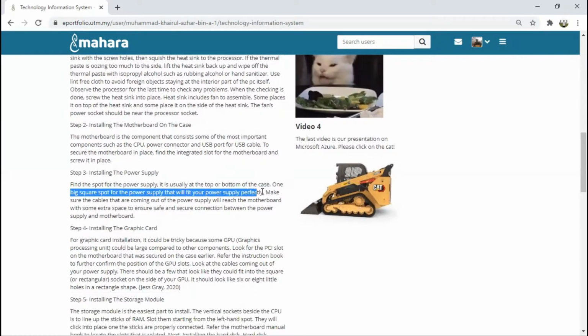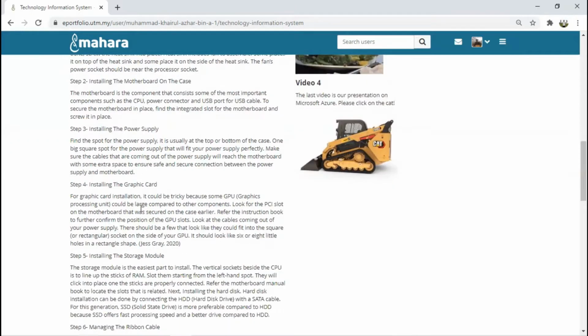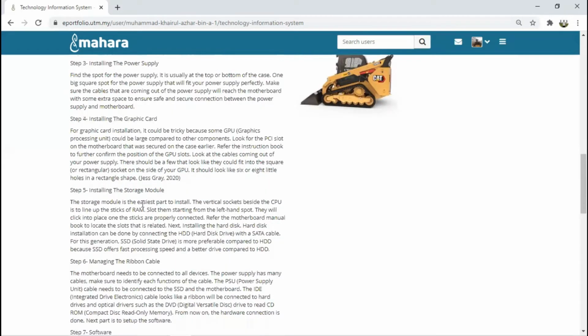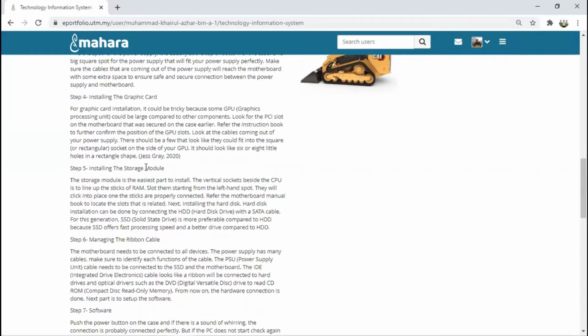Make sure that there is some room for cables to be managed. Okay, the next step is about installing the graphic card. Graphic card installation may be tricky because it is the biggest thing, I think, in the case itself. Look for the PCI slot of the motherboard, and refer to the instructions so that the installation is not wrong, because different types of graphic card have different instructions to put them in place.